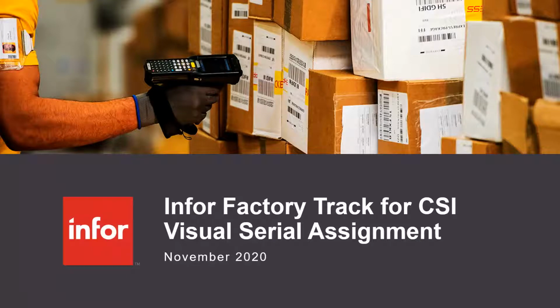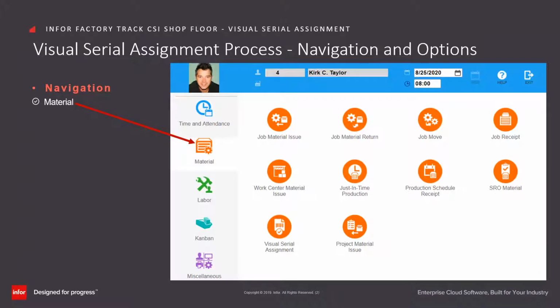Infor Factory Track for CSI, Visual Serial Assignment. To start the visual serial assignment process, from the Factory Track Shop Floor's Work Center navigation homepage, click on the Material Category Group menu. Then click on the Visual Serial Assignment icon. Note that the order of the features within the Material menu is configurable.